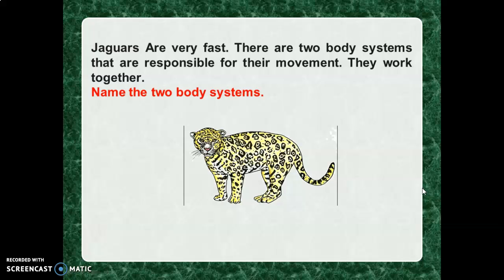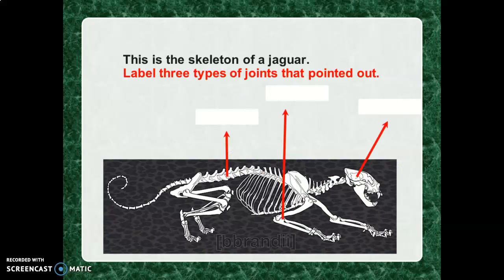Jaguars are very fast. There are 2 body systems that are responsible for their movement. They work together. Name the 2 body systems. This is the skeleton of a jaguar. Label 3 types of joints that are pointed out.